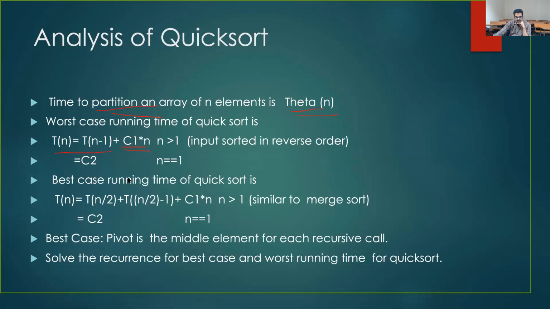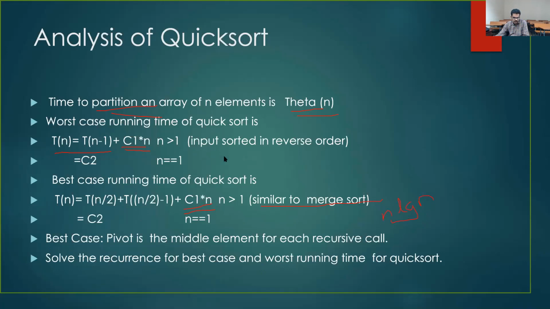The best case is when the pivot element comes in the middle. Then you have to sort the left half and the right half, which may have the same size. So it is n by 2, which can be floor or ceiling based on the input size. Then again C1 star n for the partition function. Then it becomes similar to merge sort, and the running time here you can find as n log n. This is the best case: n log n, where lg means log to the base 2 of n.